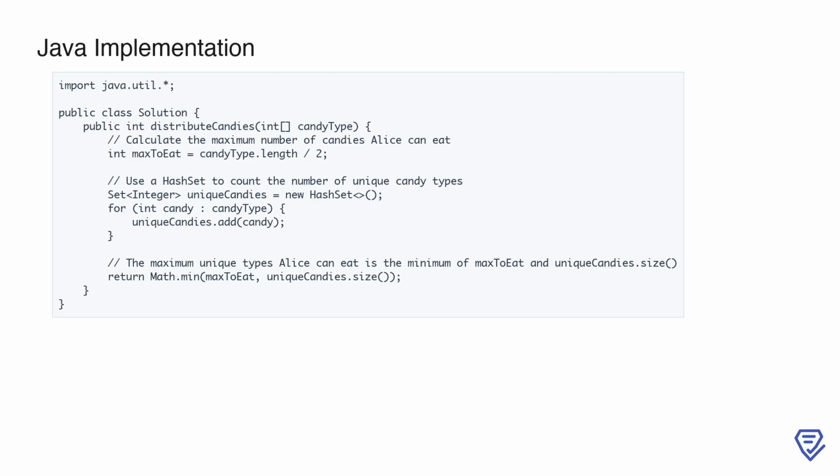This is the Java implementation of the LeetCode problem number 575, distribute candies. The solution mirrors the logic of the Python implementation, calculating the maximum number of unique candy types Alice can eat. Key differences in the Java version include the use of a hash set to count unique candy types and explicit type declarations for variables. The method distribute candies accepts an array of integers representing candy types and returns the result based on the minimum of the maximum candies Alice can eat and the unique candy types available.